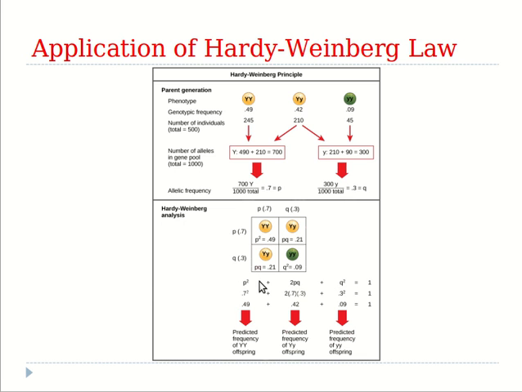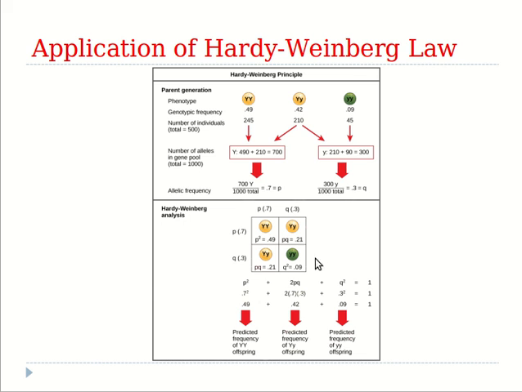And here, p represents the allele frequency for the dominant gene, isn't it? And p square represents the genotype frequency for the dominant one. q represents the recessive allele frequency, right? While q square represents the homozygous recessive genotype frequency. Clear? That means p square shows the number of individuals in a population having the homozygous dominant genotype.